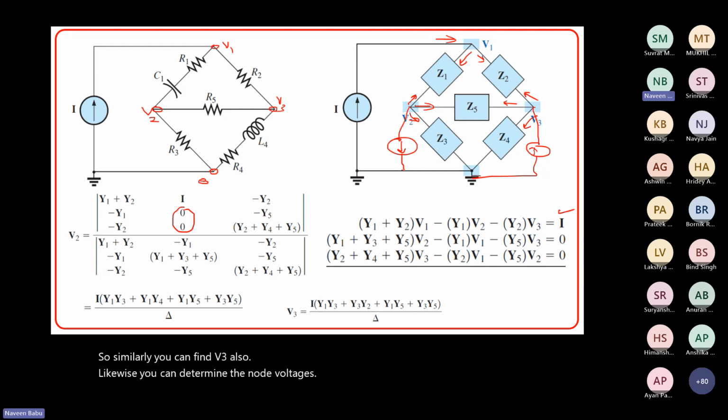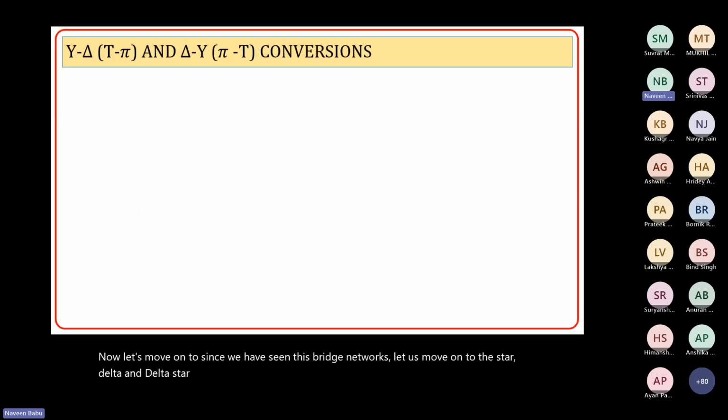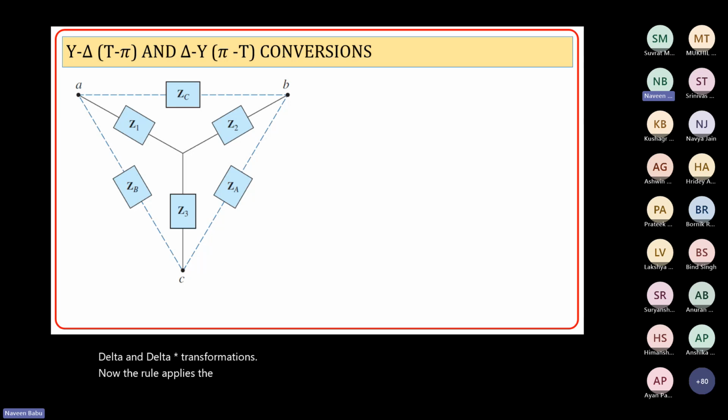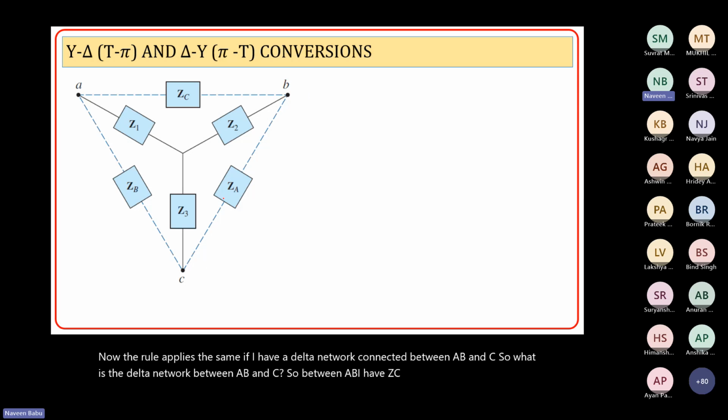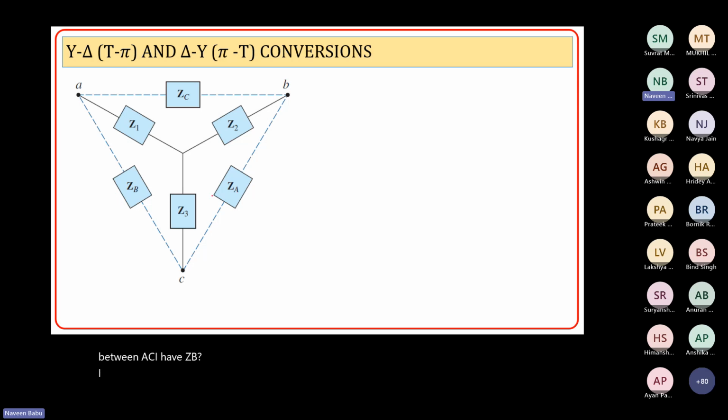Now, since we have seen these bridge networks, let us move on to the star-delta and delta-star transformations. Now, the rule applies the same. If I have a delta network connected between A, B, and C, then between AB I have ZC, between BC I have ZA, and between AC I have ZB. I can convert ZA, ZB, and ZC to Z1, Z2, Z3 by just applying the delta to star transformation.